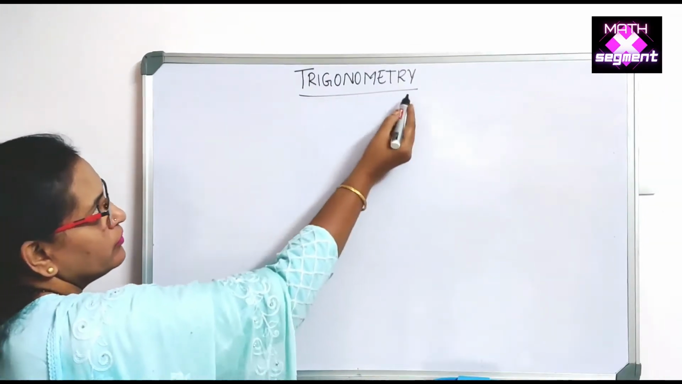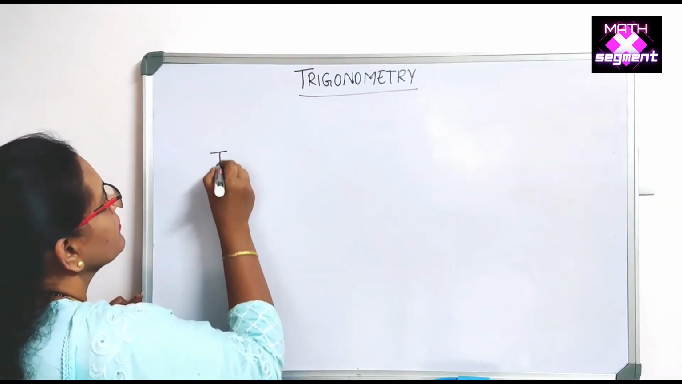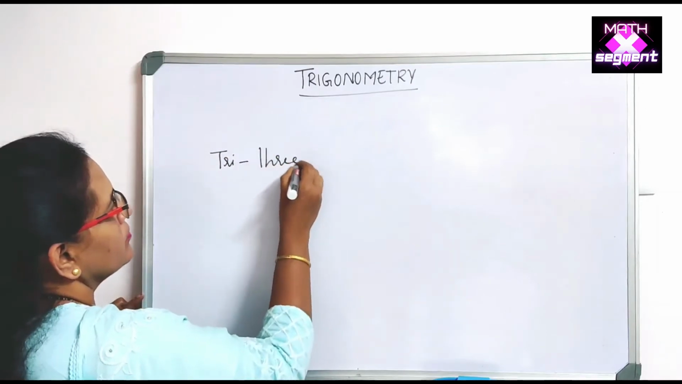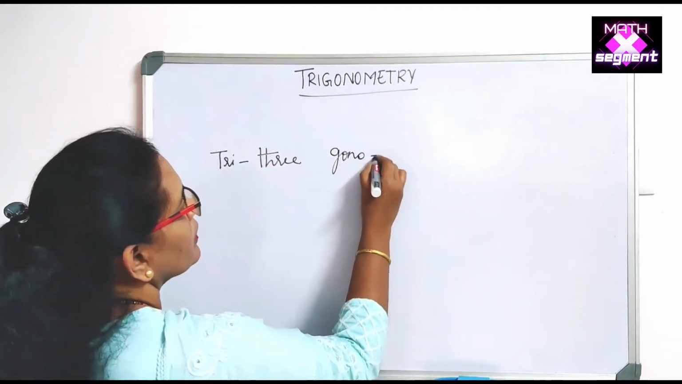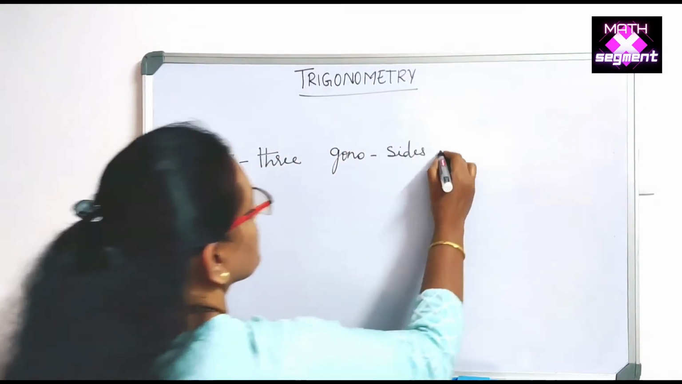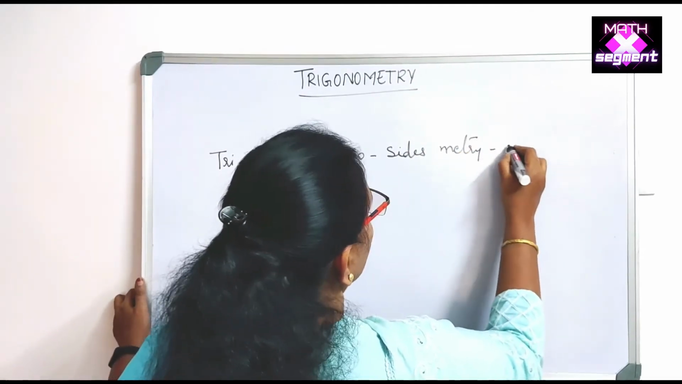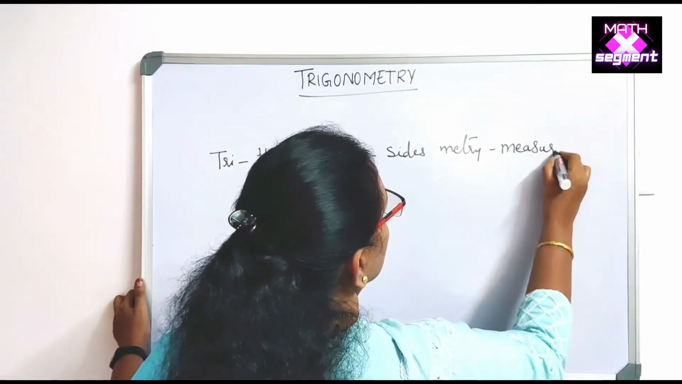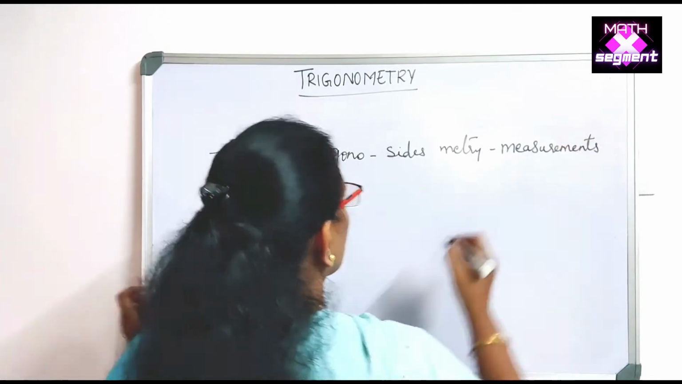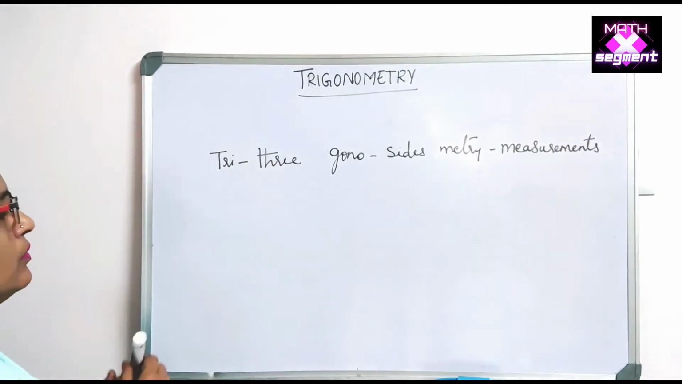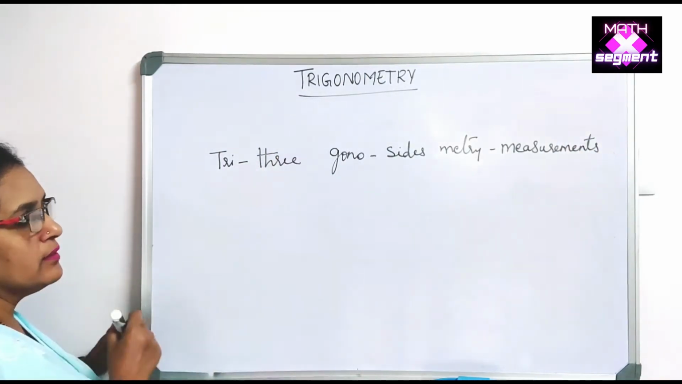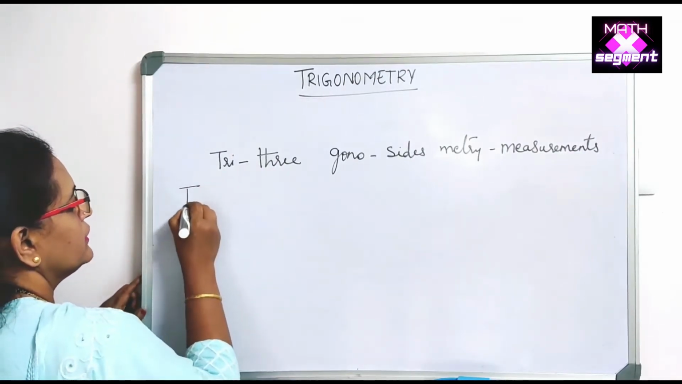Let us know the meaning of trigonometry. Tri means 3. Gono means sides. Metry means measurements. Now, in trigonometry, let us learn trigonometric ratios.